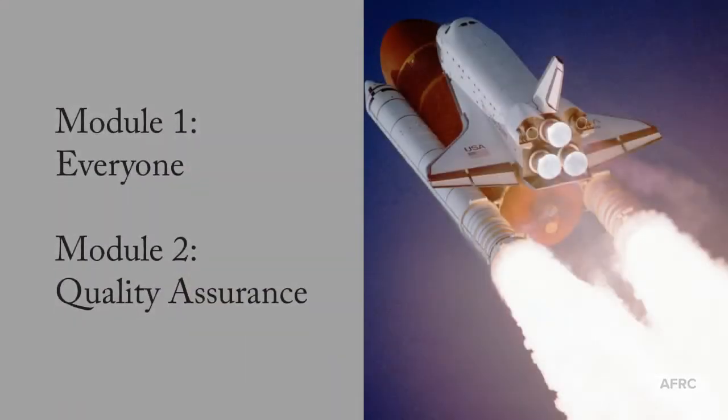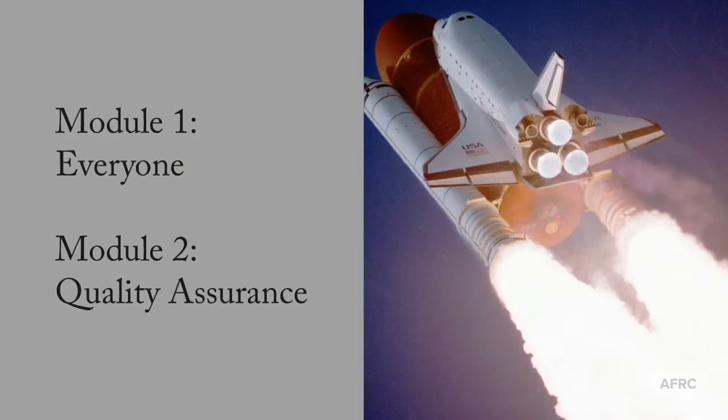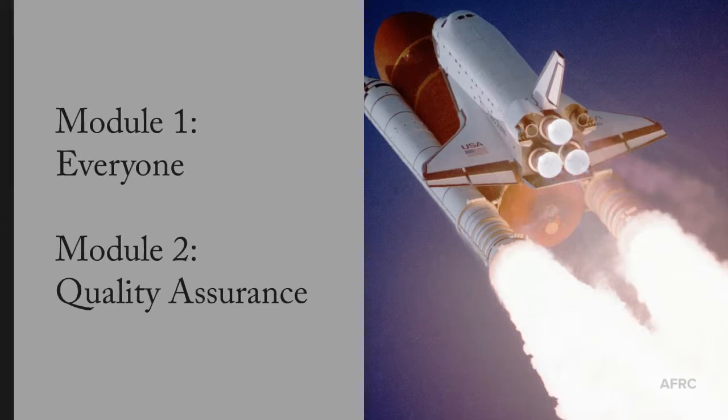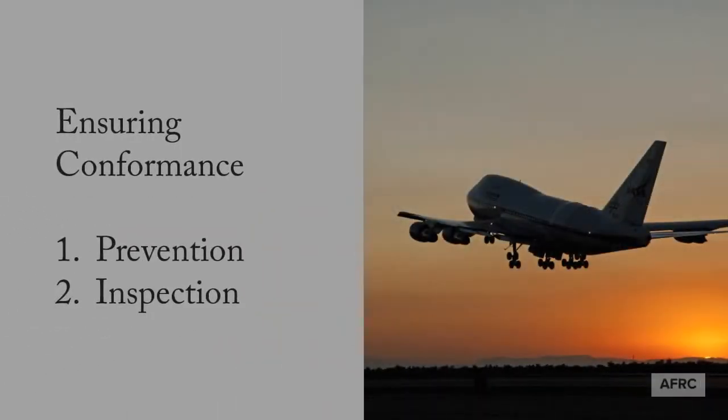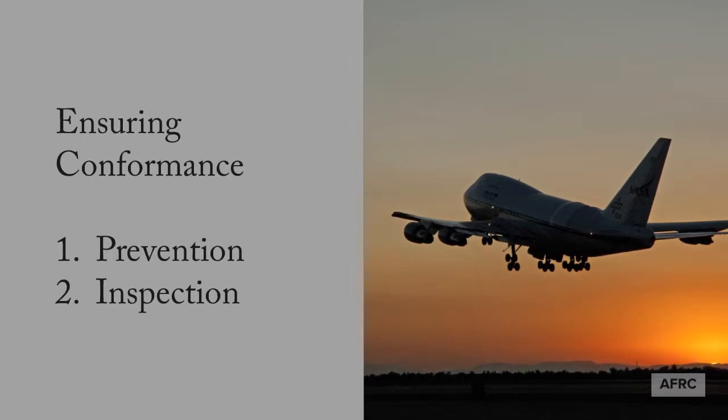There are two parts to this video. The first part is for everybody, regardless of what kind of inspector you are. The second part is only for people who work in QA. There are two ways to ensure that products conform to quality specifications. The first way is prevention, and the second way is inspection. And of course, as inspectors, 99% of the time, we are concerned with inspection. So that's what we're going to focus on here.